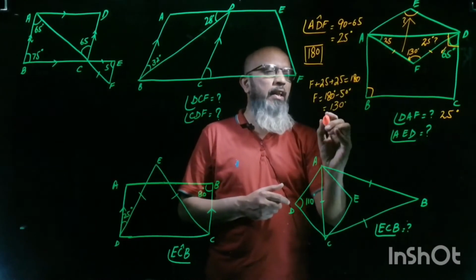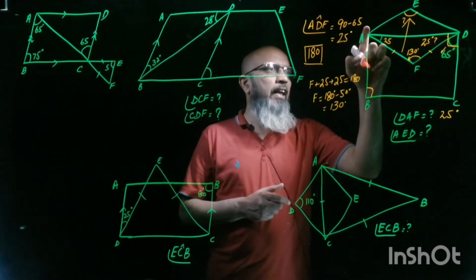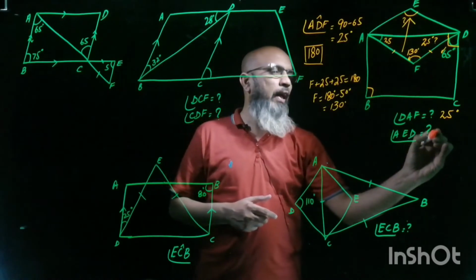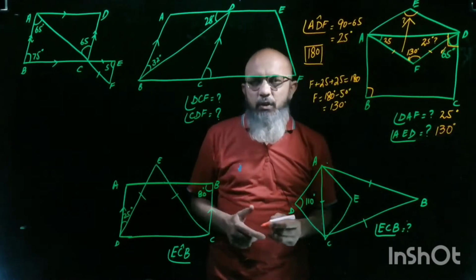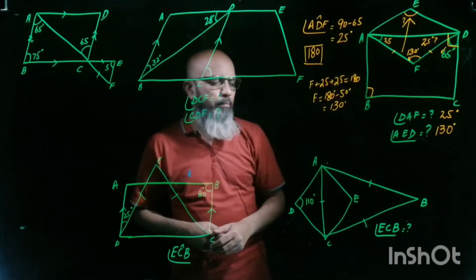So what is the unknown angle? That is AED. Opposite angles are the same, so AED is also 130 degrees. In this way you can find the unknown angle in this shape.